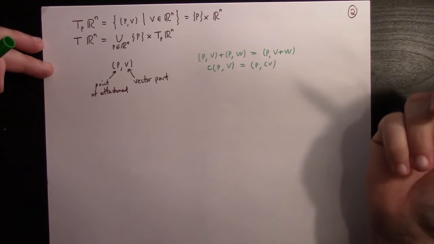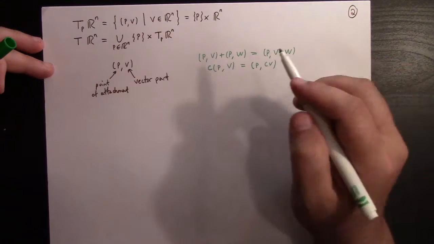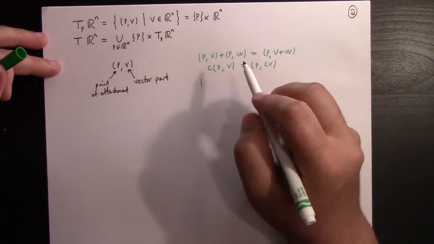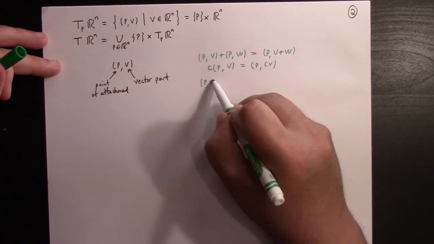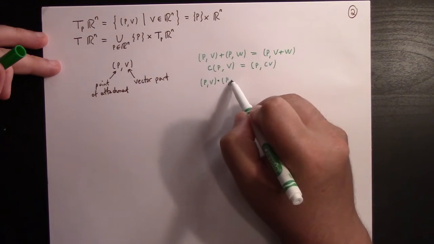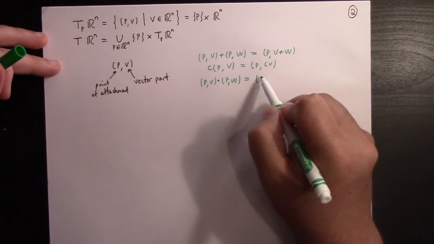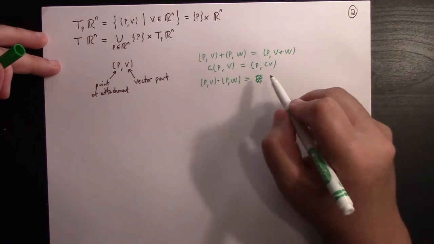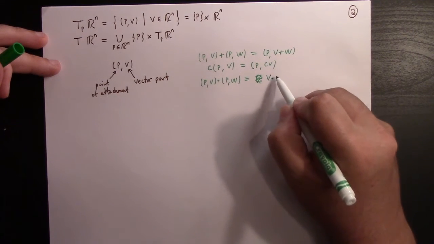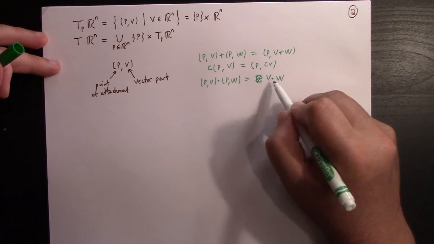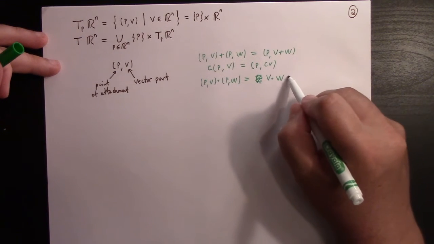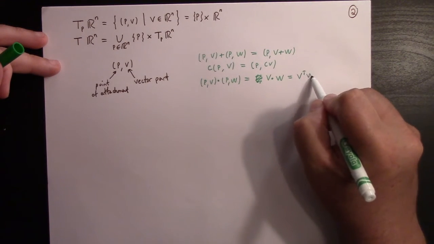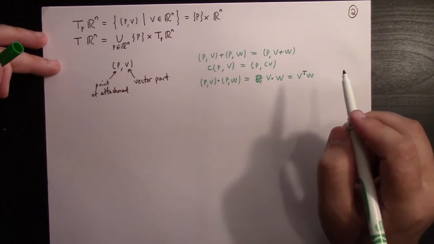But there's more than that. You can also define a dot product, for example, or you might call it an inner product. So P,V dot P,W, it's a dot product, so it's a scalar. It's V dot W, where this is the usual dot product; if you think of these as column vectors, you could write V transpose W.